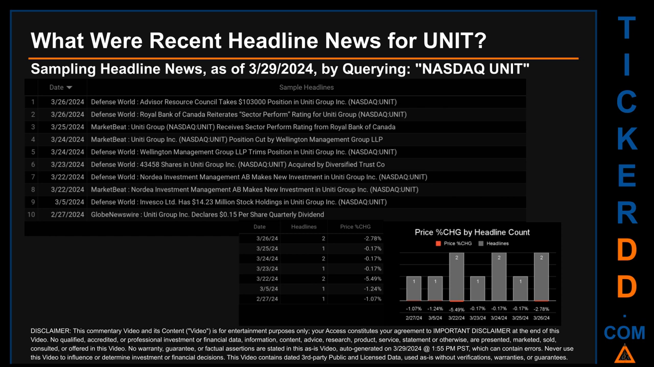Correlated or not, as it happened, the stock price for UNIT on those publication dates respectively saw a jump of -0.17% along with a drop of -5.49% when comparing the day's opening versus closing price.